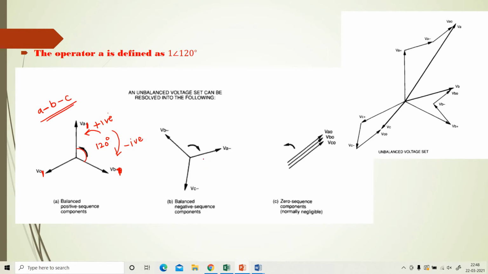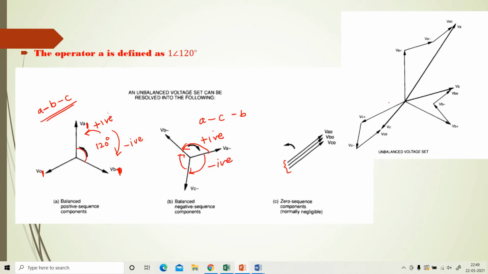And see, this is the negative sequence component. Here the sequence is A, C, B. This is the negative angle and this angle is the positive angle. See the zero sequence component. There is no phasor difference between zero sequence components. Okay. These are the three different sequence components that are in the symmetrical network.